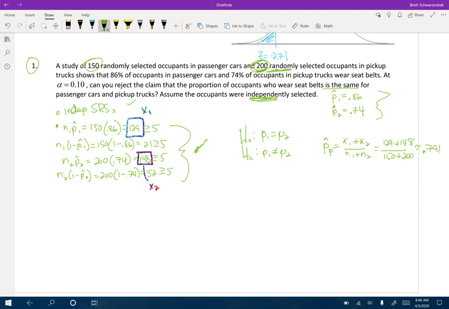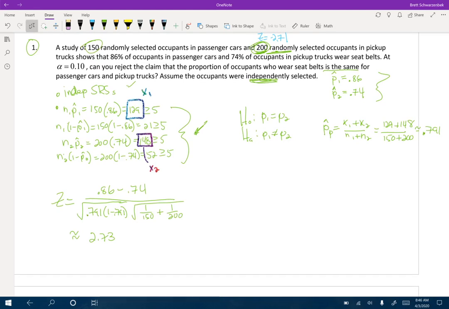Okay, so let's find our z. So what is our z? We take our two proportions, 0.86 and 0.74 in the numerator. Then in the denominator, we have our two radicals. Our first radical deals with our pooled proportion. Our second radical is going to be 1 over our sample sizes, which are 150 and 200. If we find this value, we're going to get approximately 2.73. Okay, so we can then move on and do our test.